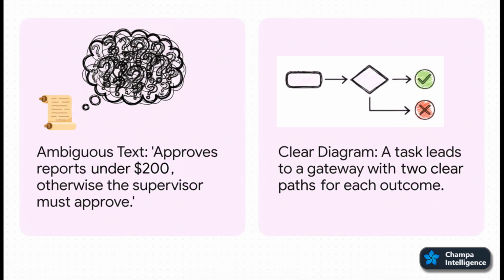And this slide right here perfectly shows you the power of that clarity. So over on the left, you've got a sentence. Seems simple enough, but it's actually full of questions. What happens if it's exactly $200? Who gets notified if it's rejected? But look at the right. The BPMN diagram gets rid of all that doubt. The process flows to a clear decision point, we call that a gateway, and it has two very distinct paths for each outcome. There is absolutely no room for misinterpretation.